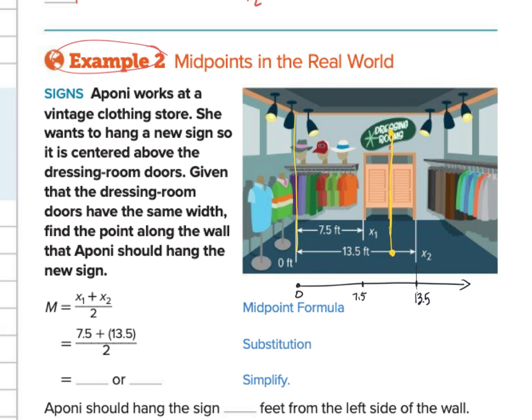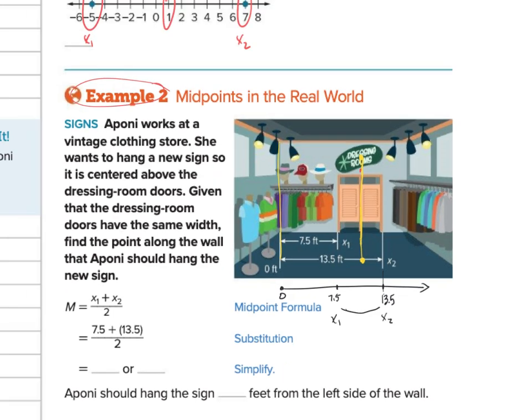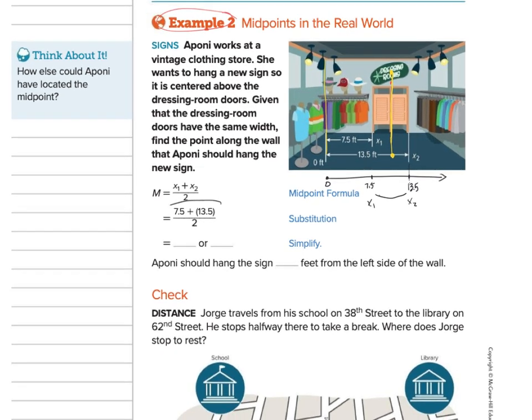And that's what they did. That's how they came up with this formula. They said, okay, halfway between these two numbers, there is my x1, my x2. So they just plugged those in, and when they added those two things together, they came up with 21 over 2, which is also the same thing as 10.5. So Apony should hang the sign 10.5 feet from the left side of the wall.